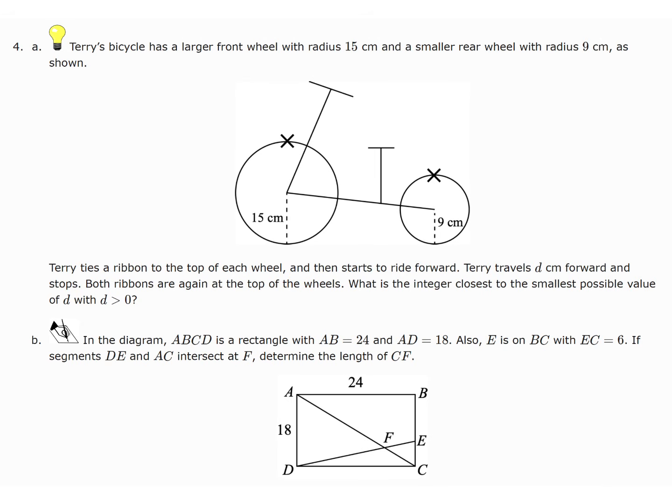Terry's bicycle has a larger front wheel with a radius of 15 and a smaller rear wheel with a radius of 9, as shown. Terry ties a ribbon to the top of each wheel and then starts to ride forward. Terry travels d centimeters forward and stops. Both ribbons are again at the top of the wheels. What is the integer closest to the smallest possible value of d with d greater than 0?